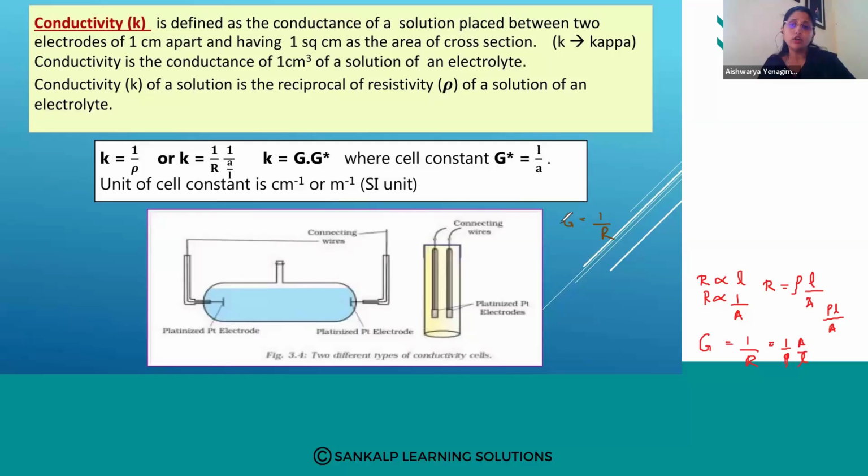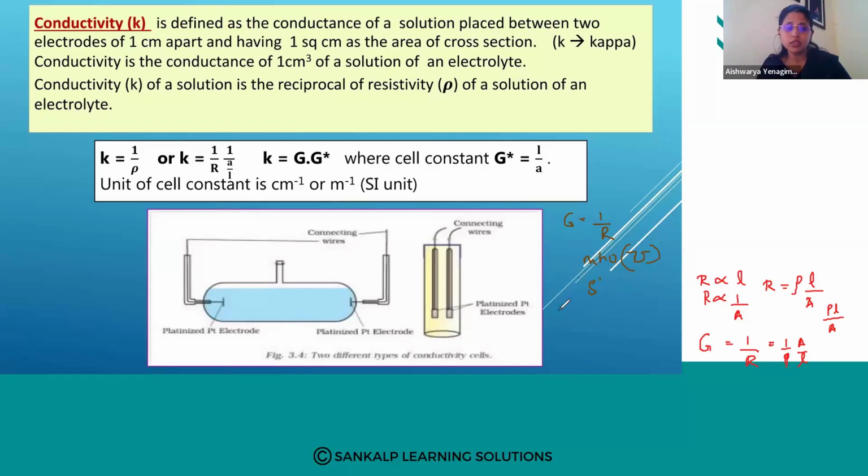So what will be the unit of conductance? Unit of conductance is 1 by R, the reciprocal of resistance. So the unit is the reciprocal of ohm, which is mho, and the symbol is also inverted. The alternative unit of conductance is Siemens, written as capital S.